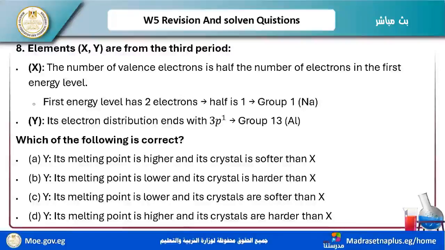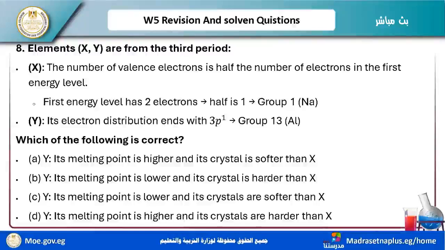Okay. The properties of X: the number of valence electrons is half the number of electrons in the first energy level. The first energy level has 2 electrons. Half is 1, group 1, Na. I discuss again: X's number of valence electrons is half the number of electrons in the first energy level, which equals 1.